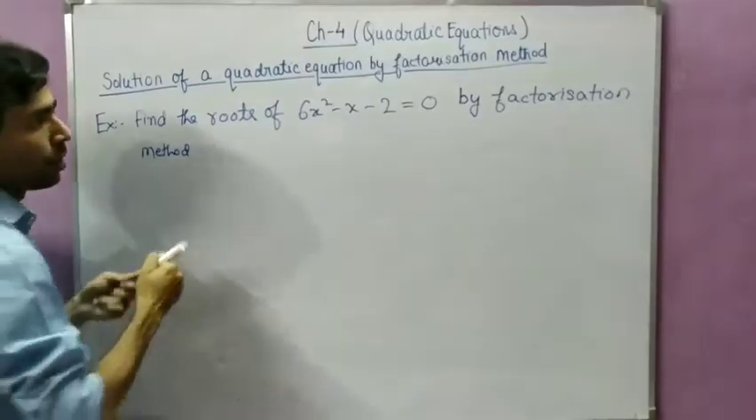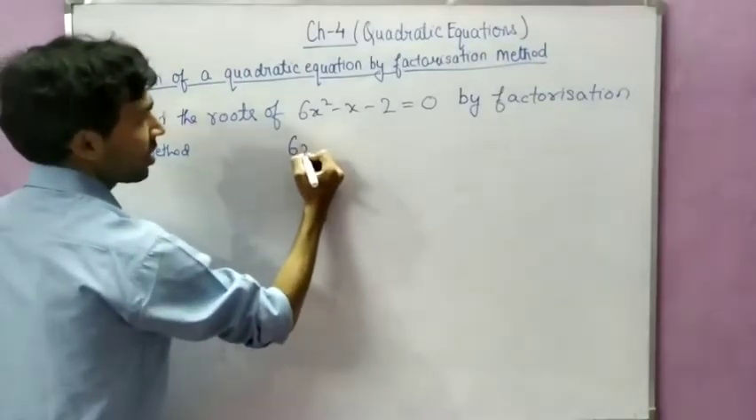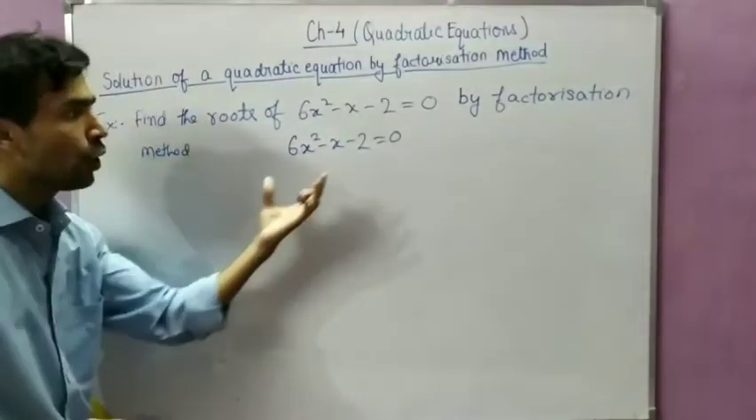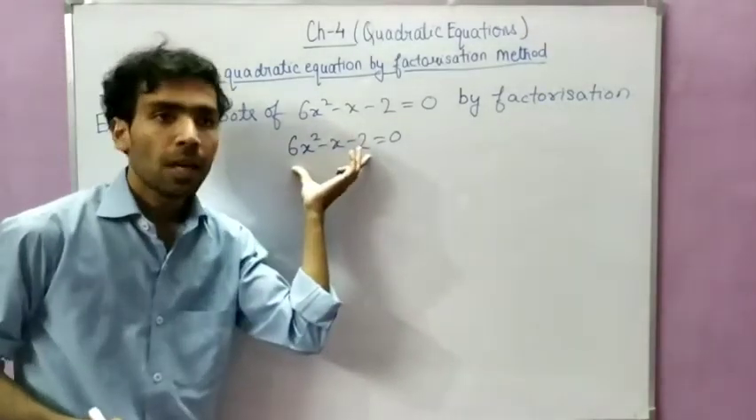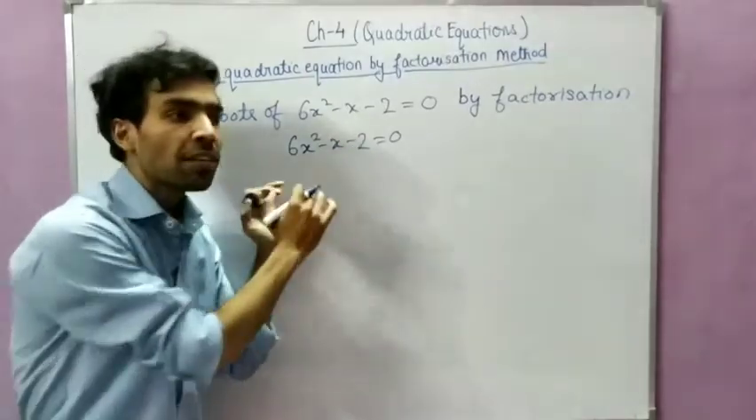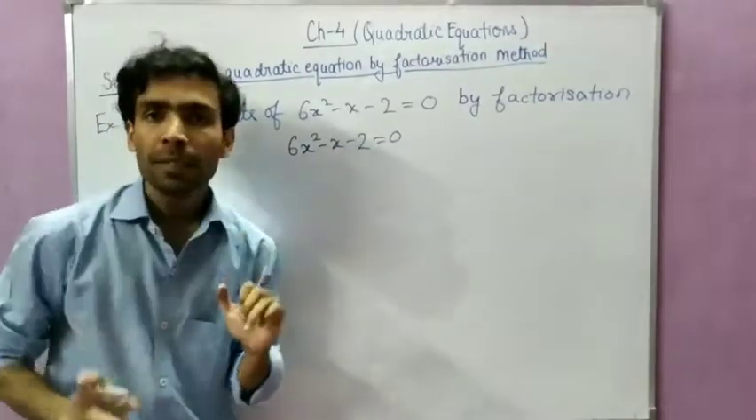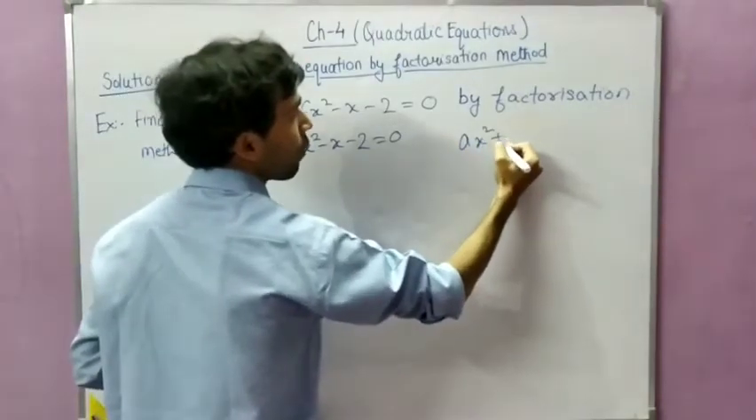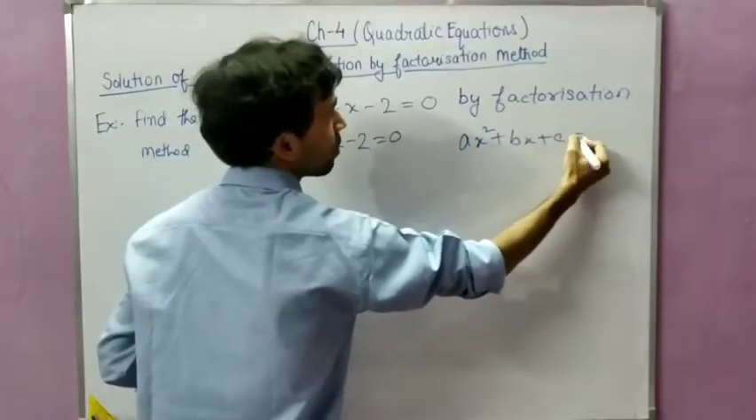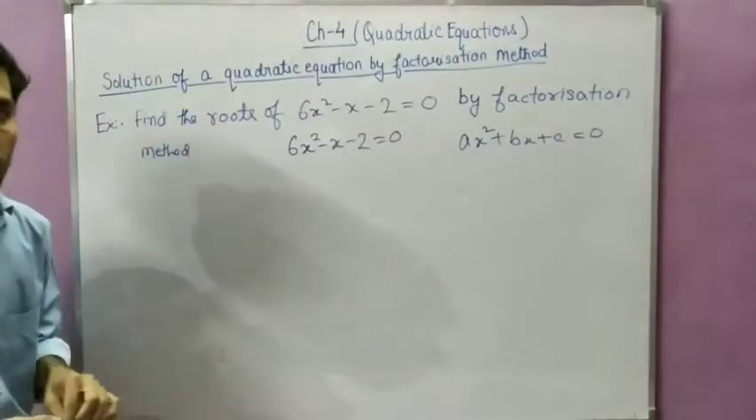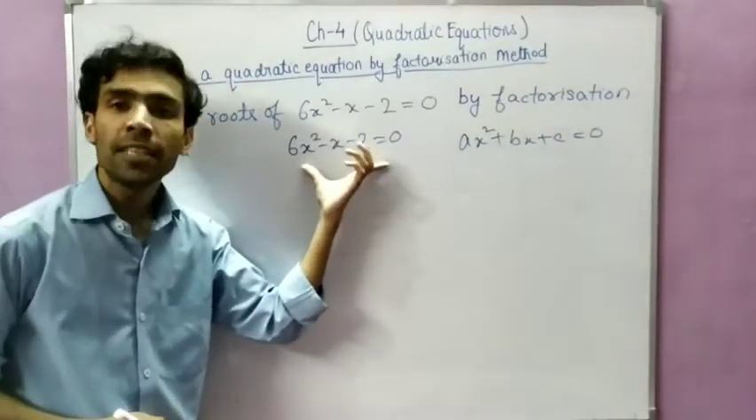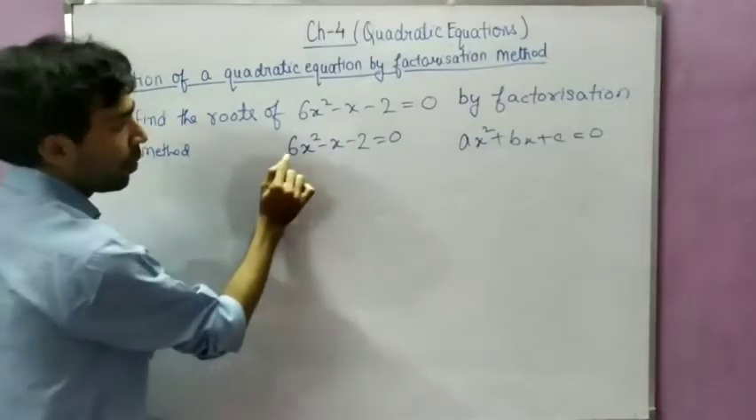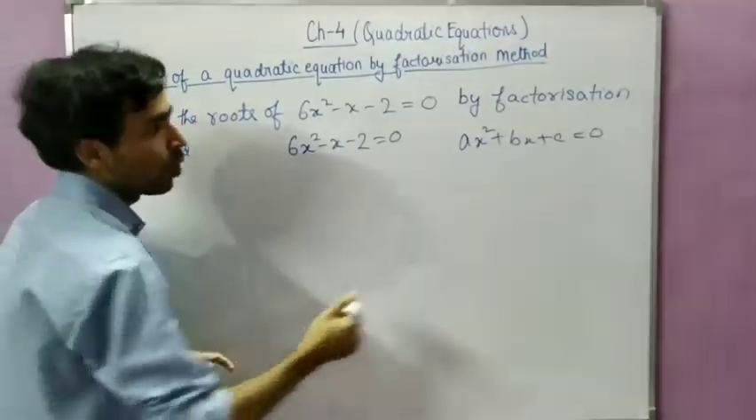So let's start. So students, see, this is 6x square minus x minus 2 equal to 0. Now you have to do it by factorization method, and when we have to factorize it, we can use midterm splitting, because midterm splitting can be applied in this type of form, ax square plus bx plus c equal to 0. Okay, so we can mid split it for factorizing it. So let's start. What we will do, we will multiply this 6 to this 2.